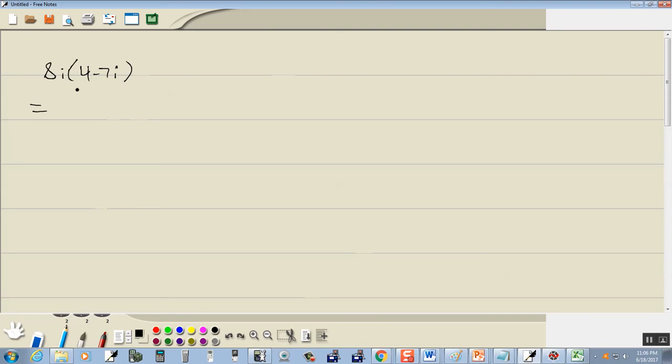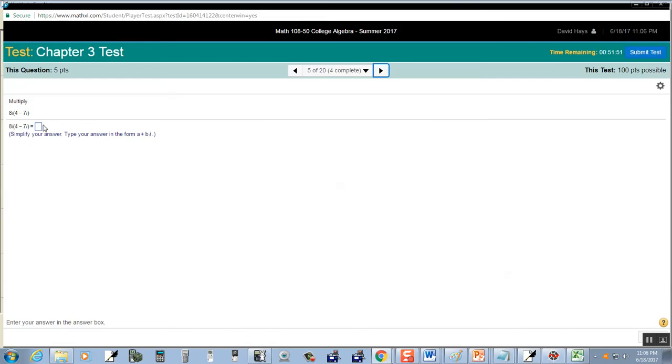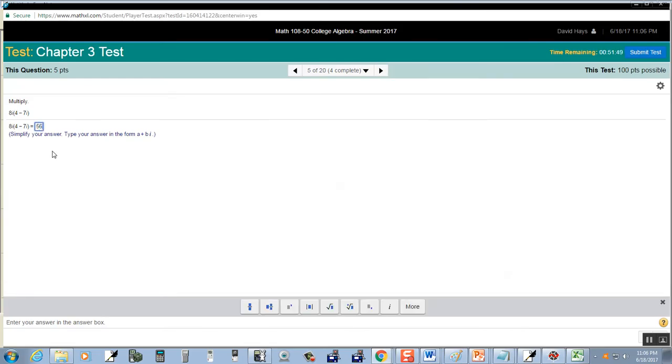Okay, so we're going to multiply the 8i through. 8i times 4 is 32i. 8i times negative 7i is negative 56i squared. Now i squared is equal to negative 1, so we're going to replace that. And then negative 56 times negative 1 gives us a positive 56 plus 32i. So the answer is 56 plus 32i.